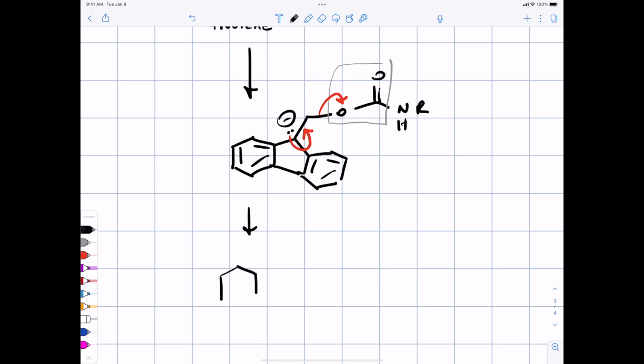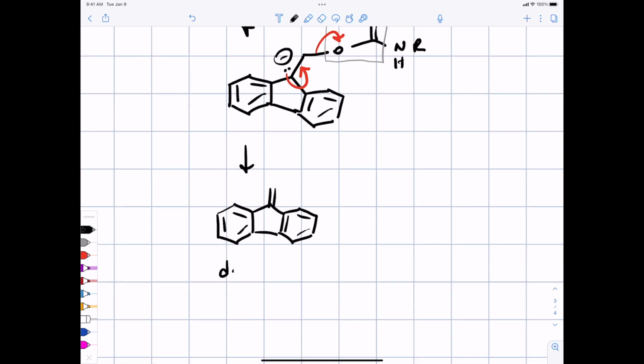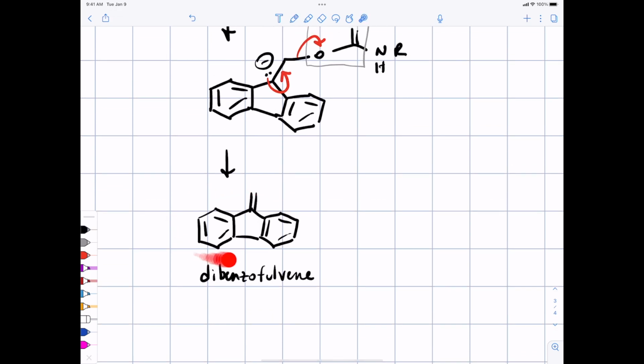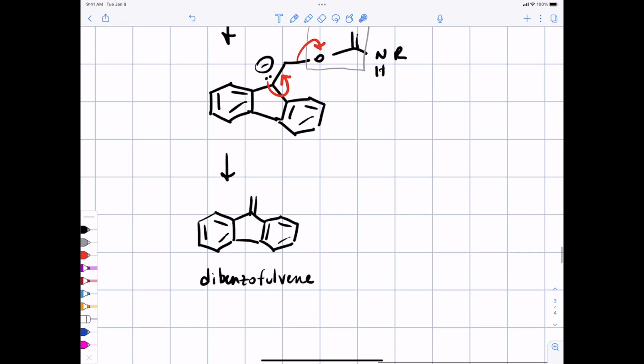I'll draw the hydrocarbon that forms when FMOC leaves. This, you don't need to know this. I don't know why I'm telling it to you. This is called dibenzofulvene, and it is UV active. You can actually watch it. If you add to your robot a UV vis spectrophotometer, you can actually watch this come off your sample as you're doing the deprotection reaction. This is often used as a way to determine that the deprotection reaction actually worked.